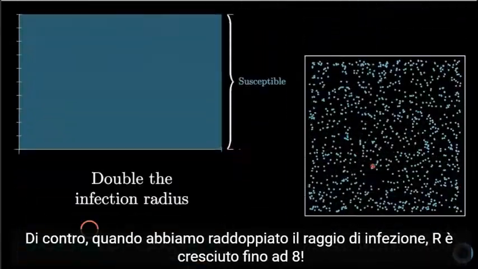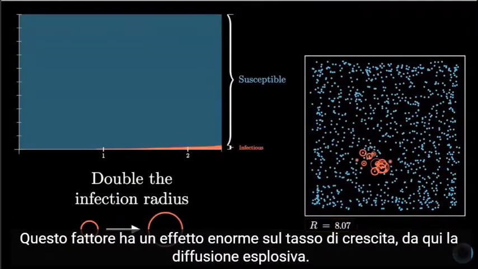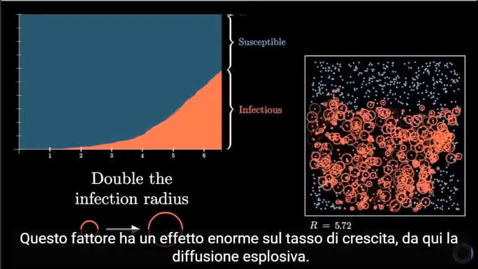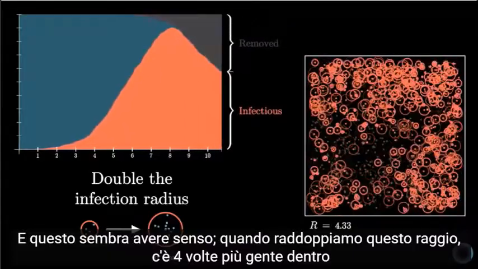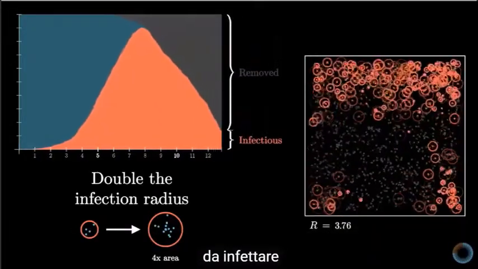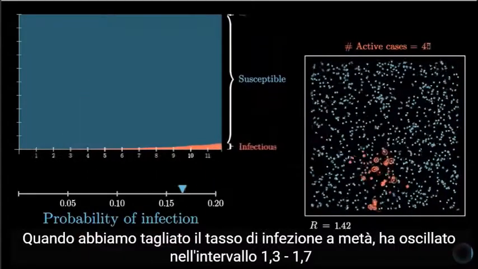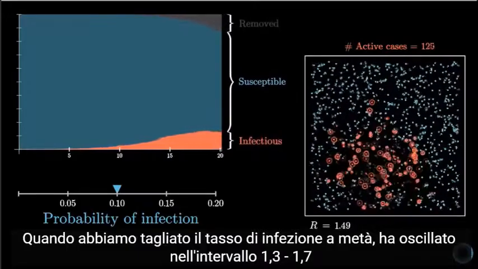By contrast, when we doubled the infection radius, R was as high as 8. This factor has a huge effect on the growth rate. It should kind of make sense that it jumped up as high as 8, though. When you double that radius, there's about 4 times as many people inside it to infect. When we chopped the infection rate in half, it hovered around the 1.3 to 1.7 range.